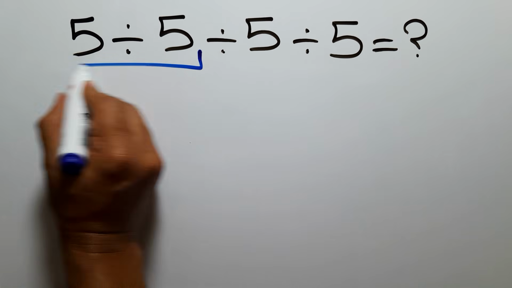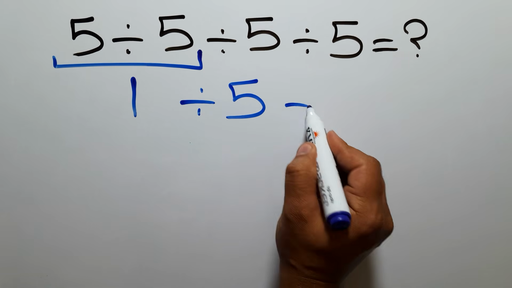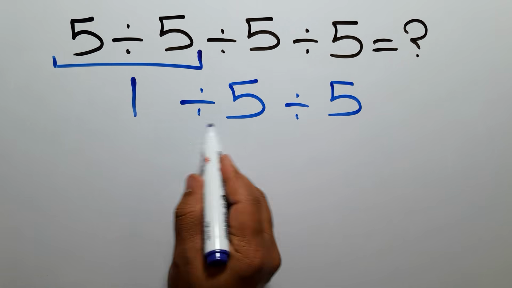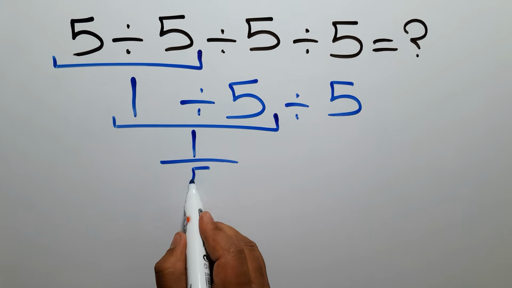5 divided by 5 gives us 1. So we have 1 divided by 5 and again divided by 5. Now we have to do this division. 1 divided by 5 can be written as 1 over 5.